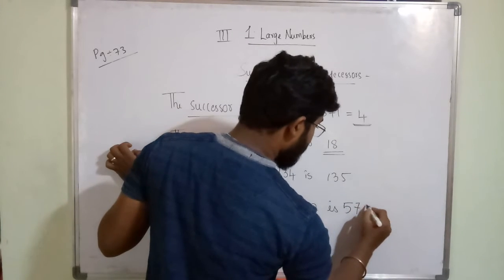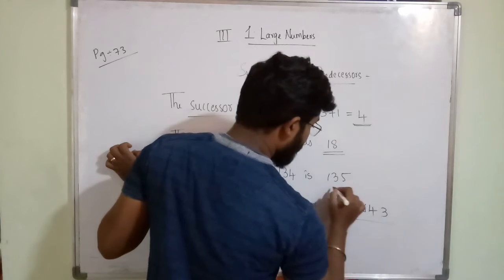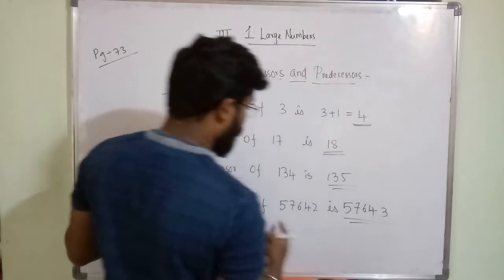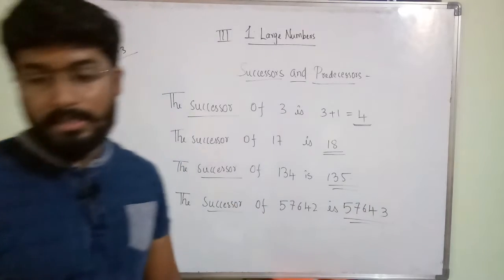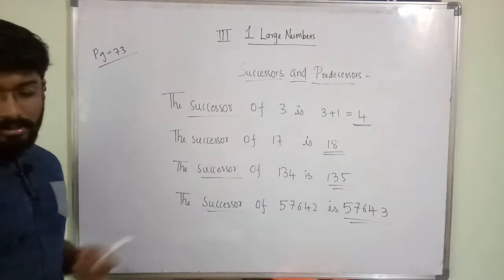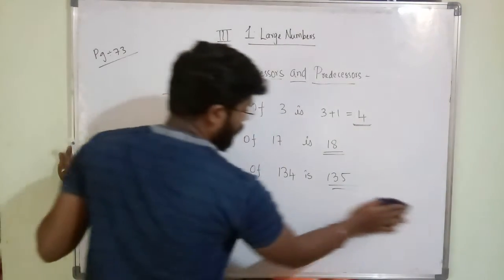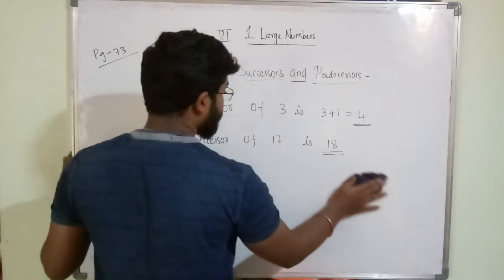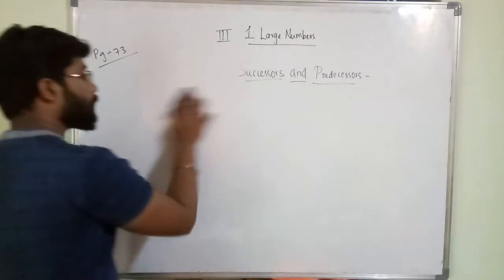So 57,643 is the successor of 57,642. Okay, so this is about successors. Here he has given some point to remember.